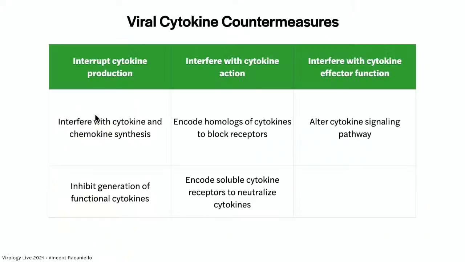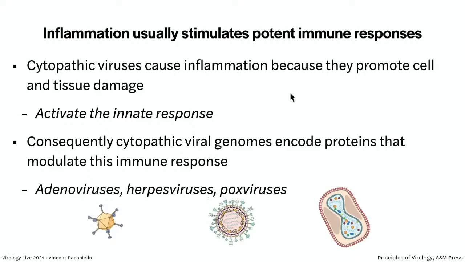Now, inflammation is important because it usually is associated with potent immune responses. Cytopathic viruses, that is, viruses that kill cells, cause inflammation because they break the cell, they cause tissue and cell damage, and those pieces of the cell are picked up by dendritic cells and macrophages and can be sampled in the lymph node. So that kind of damage activates the innate response and leads to a better adaptive response. So that's why viruses that kill cells, cytopathic viruses, their genomes encode proteins that modulate the cytokine and chemokine responses I've just listed for you.